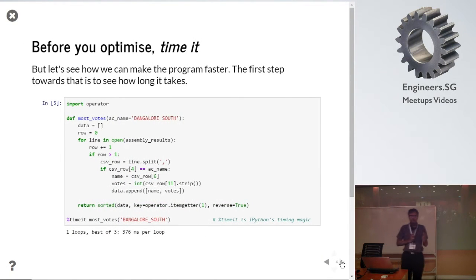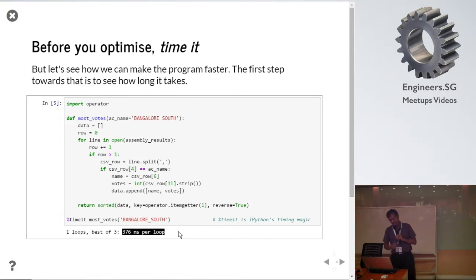The thing is, before one gets into optimization, the first step is obviously trying to see how fast the program runs. And in this particular scenario, it takes about 376 milliseconds per loop. The data is not large. It's about a few hundreds of megabytes. It's absolutely not large.